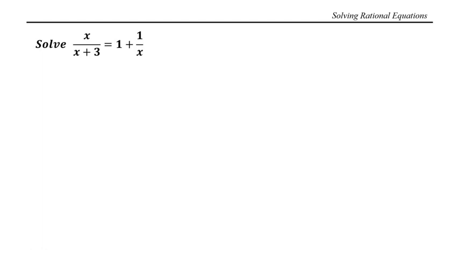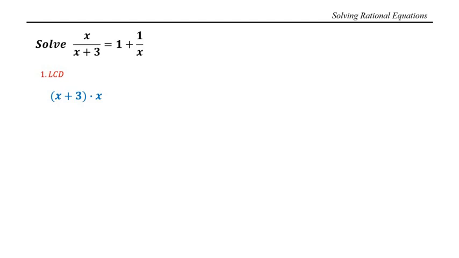Welcome to another video. In this video, we are going to be talking about how to solve rational equations. With our first example, we have x over x plus 3 is equal to 1 plus 1 over x. The first step is to find the least common denominator. In this case, our least common denominator would just be x plus 3 times x.